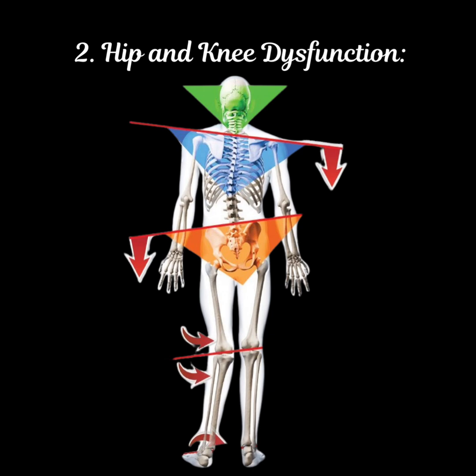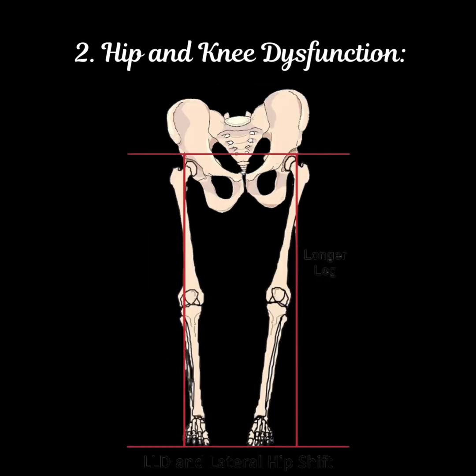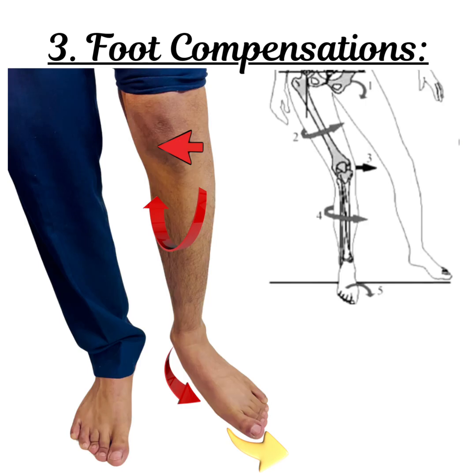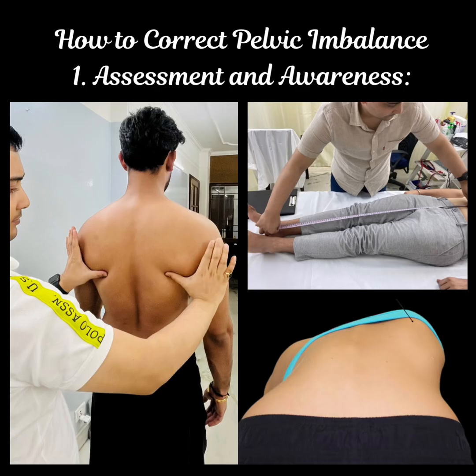2. Hip and knee dysfunction. An imbalanced pelvis places abnormal stress on the hip joints, results in knee rotation, creating susceptibility to injuries like ACL tears or patellofemoral pain. 3. Foot compensations. The foot of the higher pelvis side may supinate, while the opposite foot pronates, altering overall stability.